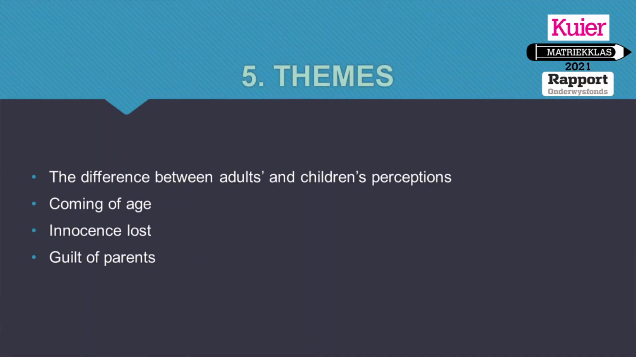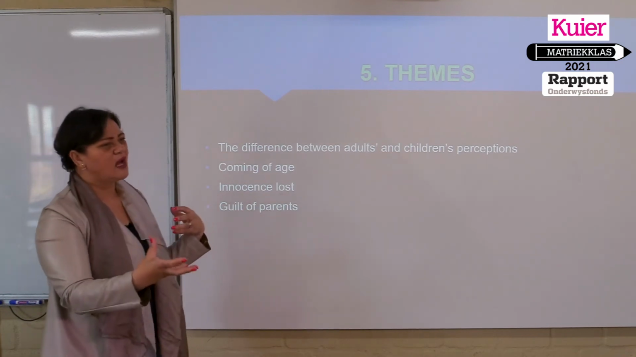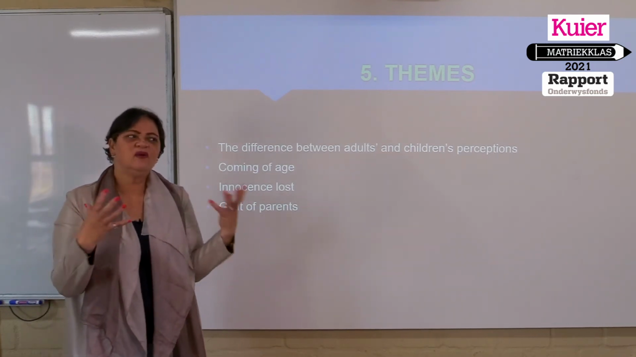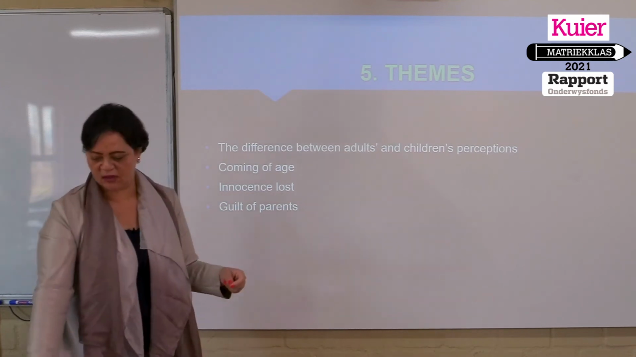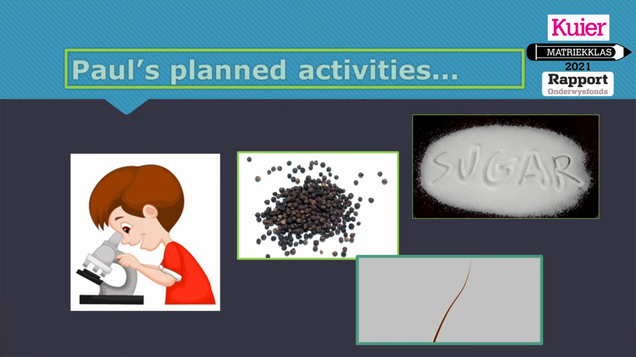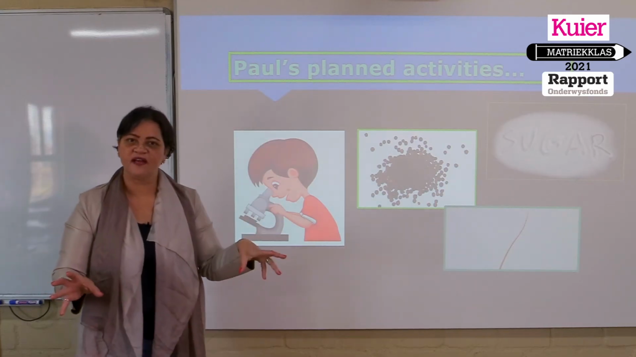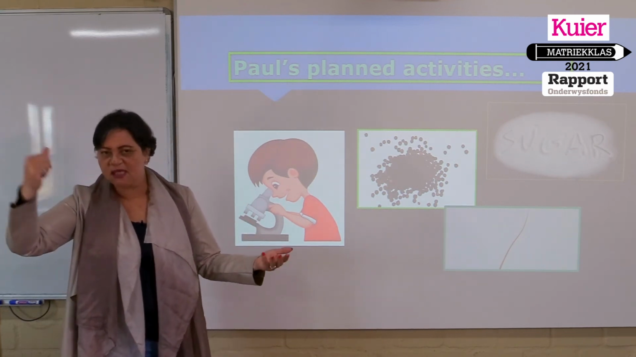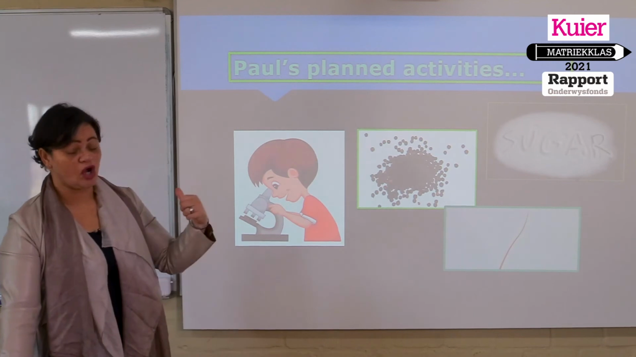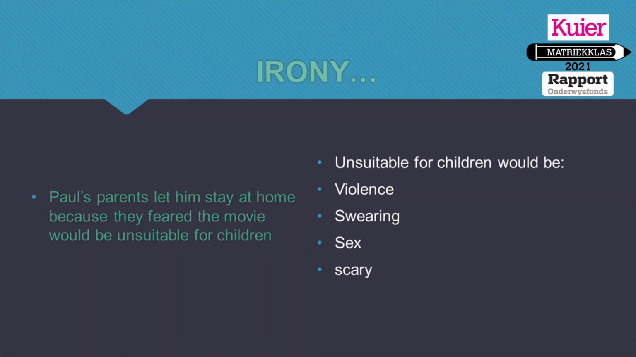Then the guilt of parents. Like his mom feeling, but I want to go out, but Paul can't go. What should I do? We don't always know how to manage the guilt. The parents don't always know how to manage the guilt, but they do feel guilty. These are his planned activities. He was going to use the microscope, look at the sugar and the hair and the pepper and whatever. And he tried to do that, but was interrupted by Mr. Hager and Charlotte's nonsense from next door. Okay. Irony. I just spoke about it now.